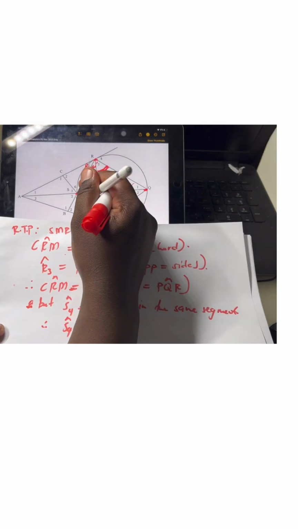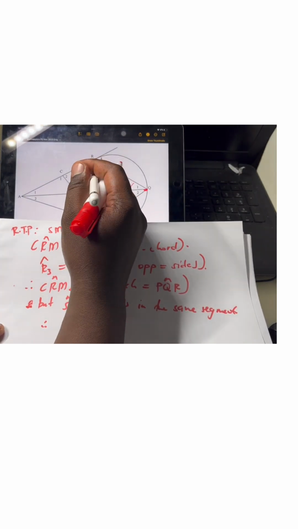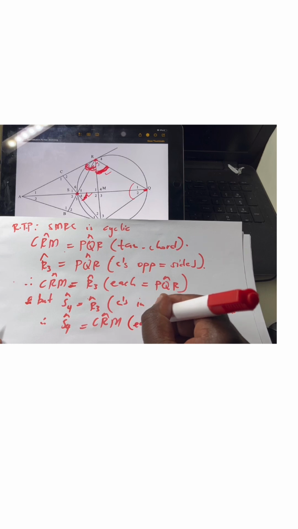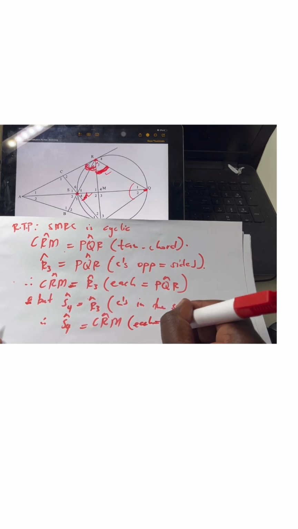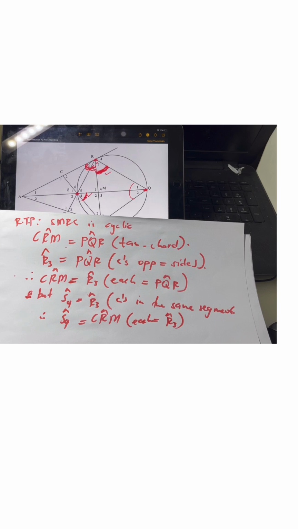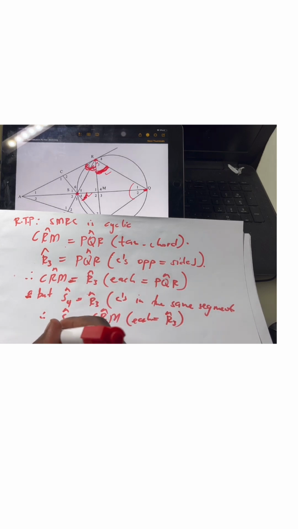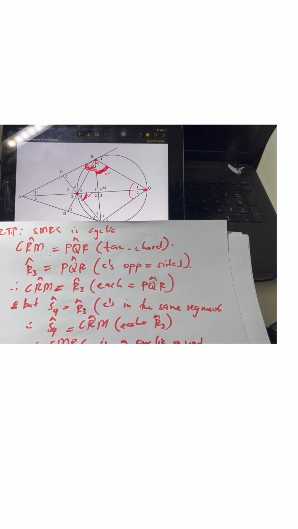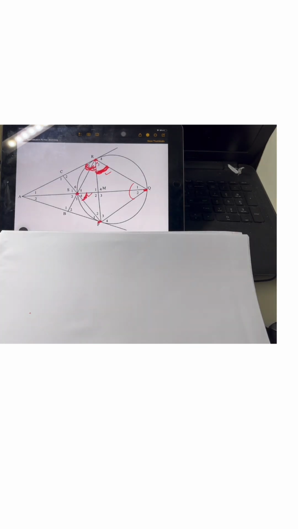So now S4 will be equal to SRM. Why? Because they're each equal to angle R3, right? So therefore SMRC is a cyclic quadrilateral. Done. Now the last question.